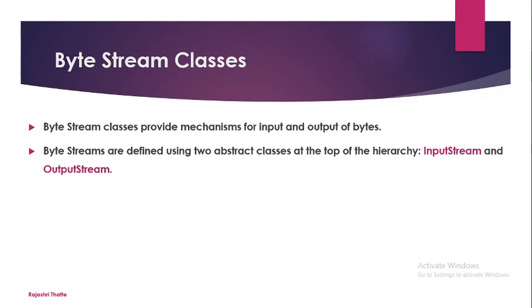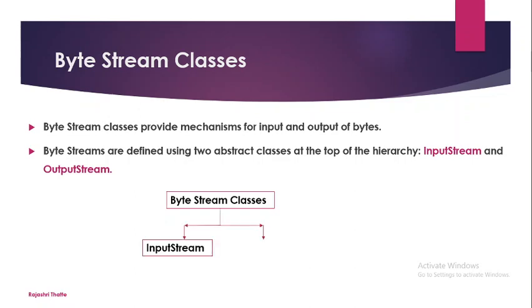Both of these classes are abstract classes. So what does abstract class mean? This is a class which is used to provide only functionality for the derived classes or for the hierarchy. An abstract class is never used to create an object of a class. So for ByteStream classes, mainly there are two abstract classes in the hierarchy: one is InputStream and another is OutputStream.